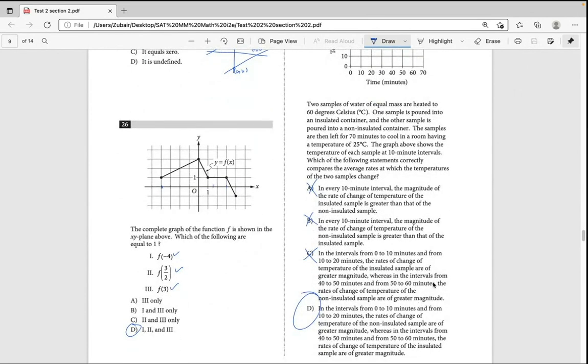Any issue in option D? No, sir. Yeah, no.